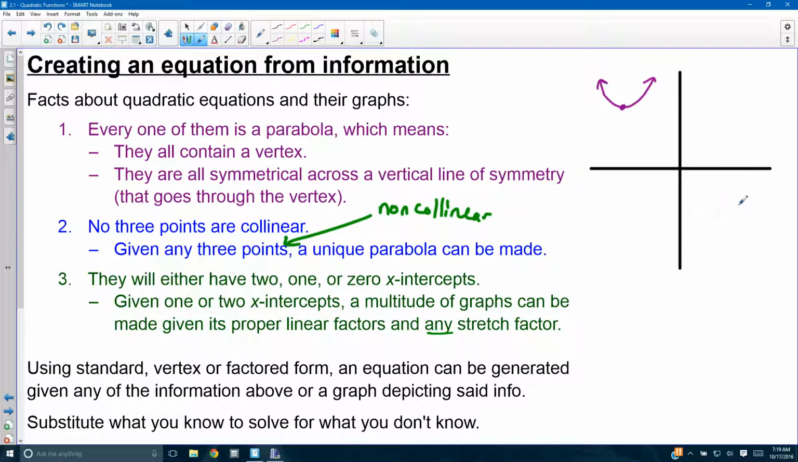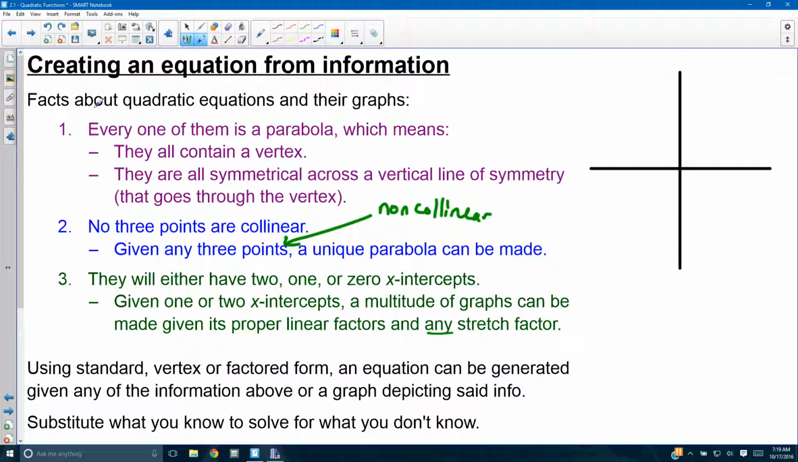Etc. So not as unique in that sense. Using standard, vertex, or factored form, an equation can be generated given any of the information above or a graph depicting said info. Substitute what you know to solve for what you don't know. If you're confused on that, I'm going to do 3 examples with you: 1 using standard form, 1 using vertex form, and 1 using factored form.